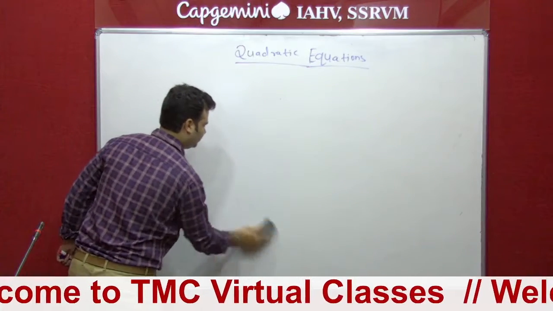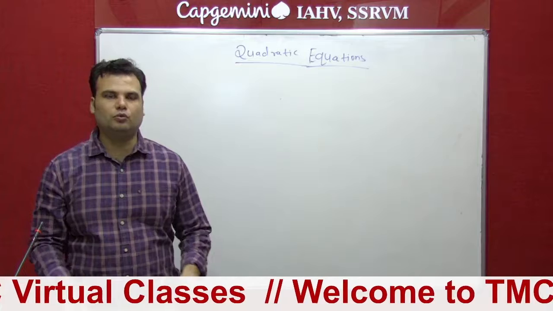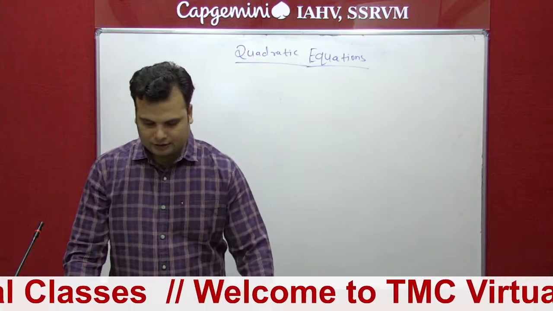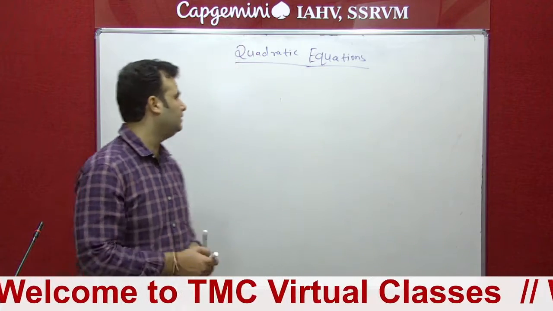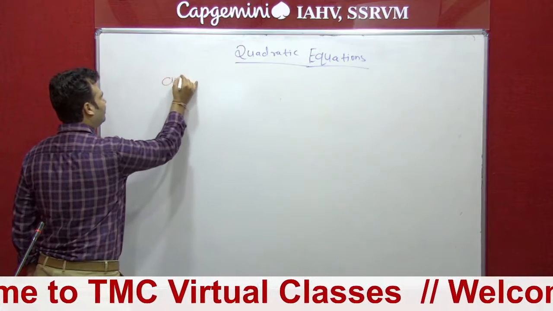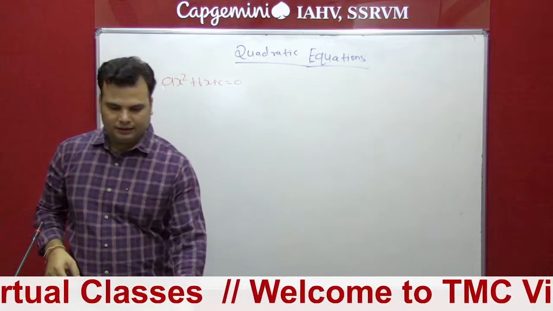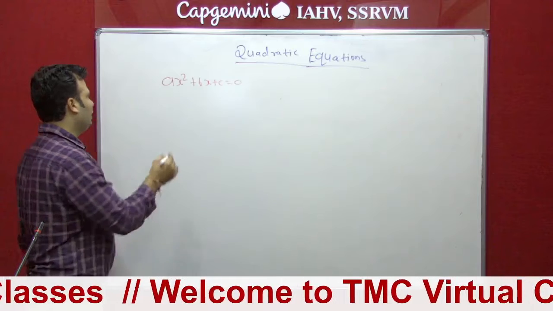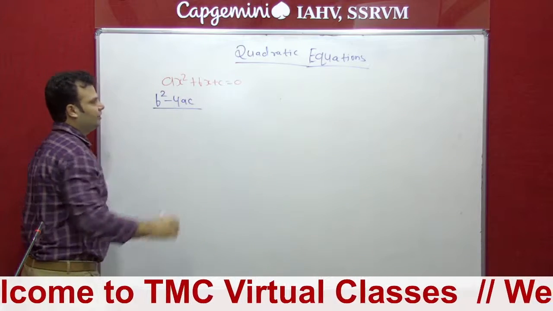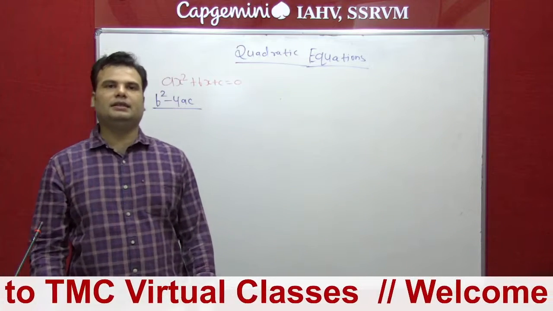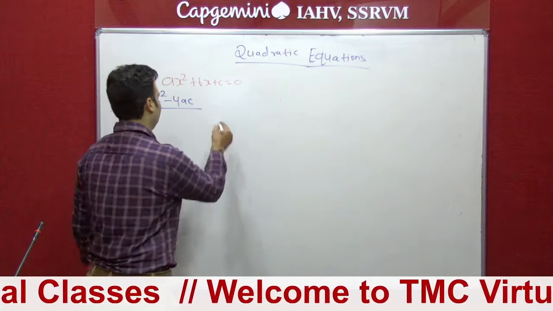The next part is also very important, student. Nature of the roots. So what is the nature of the roots? The nature of the roots depends upon the value of b square minus 4ac. We know that a quadratic equation is always in the form of ax square plus bx plus c equal to 0. Correct. So it always depends upon the value of b square minus 4ac. Hence this b square minus 4ac is also called the discriminant.